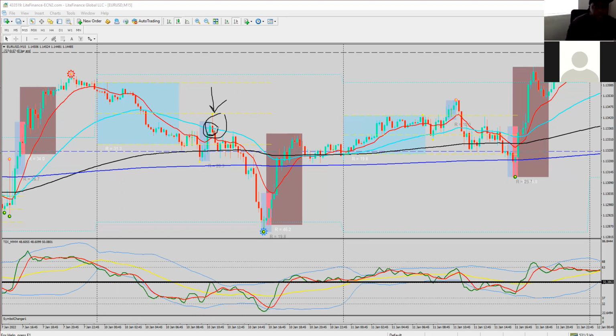So you could have sold there, stop loss there, sell here, another sell there if you want. This is another clean price action. So this particular pattern and this particular pattern, they are almost the same.